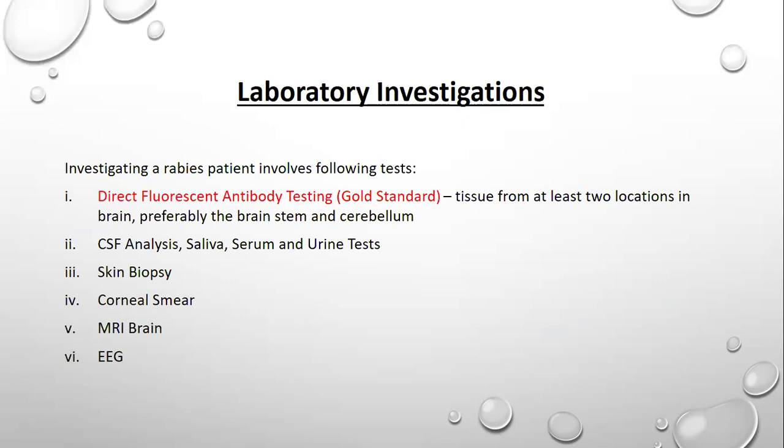Laboratory investigations. Investigating a rabies patient involves the following tests: direct fluorescent antibody test, that is the gold standard, tissue from at least 2 locations in the brain, preferably the brainstem and cerebellum, CSF analysis, saliva, serum, and urine tests, skin biopsy, corneal smear, MRI brain, and EEG.